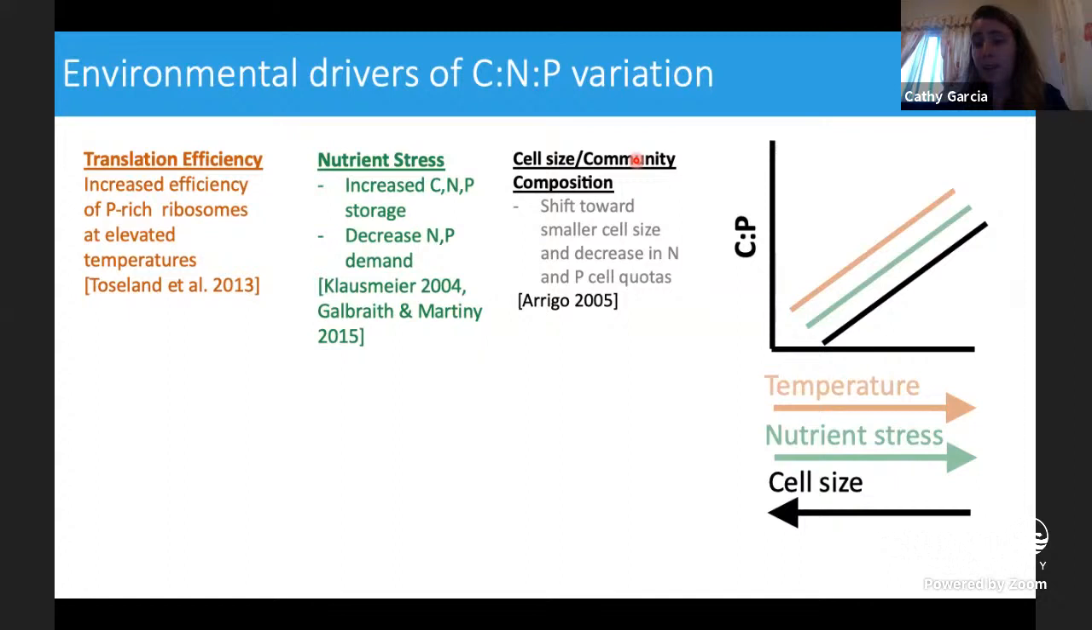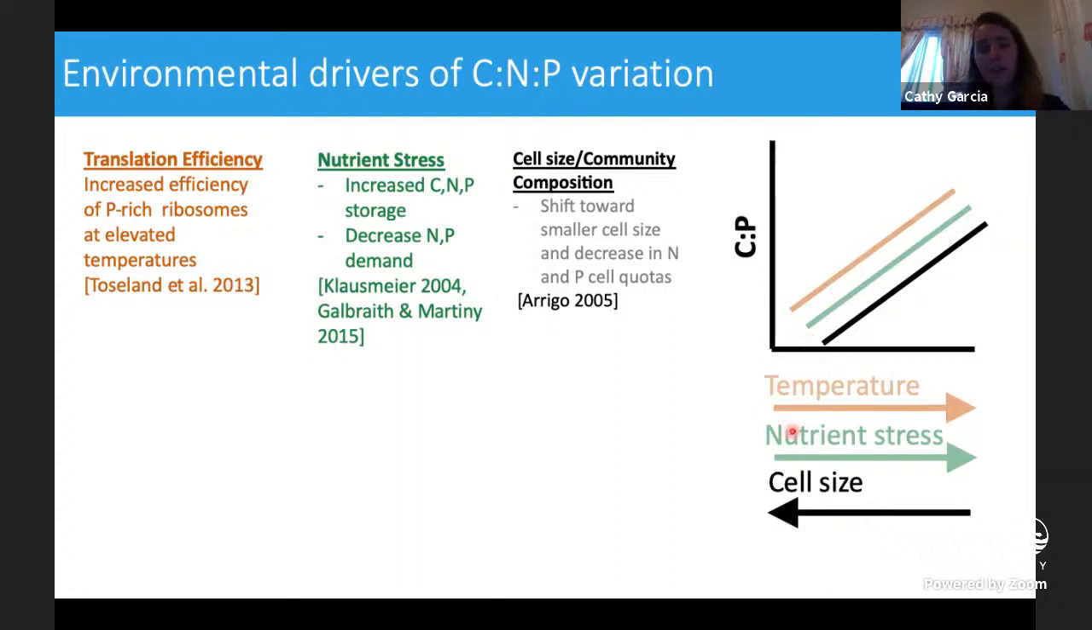And here I'm going to highlight 3 of them. So one of them is the effect of temperature on these ratios. Through translation efficiency, it's predicted that as temperature increases, the phytoplankton have increased efficiency and they need fewer phosphorus-rich ribosomes to grow at the same rate at elevated temperatures. So this results in a lower overall phosphorus quota per carbon molecule for the particulate organic matter.